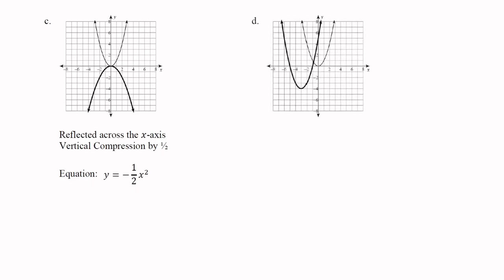For this quadratic, we're not reflected, and it doesn't appear that we are stretched or compressed, but we are translated. The vertex moved to the left 3 units and down 4 units. So our h and k values changed, so we have x plus 3 quantity squared minus 4.